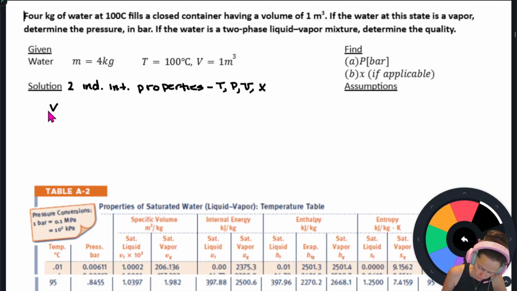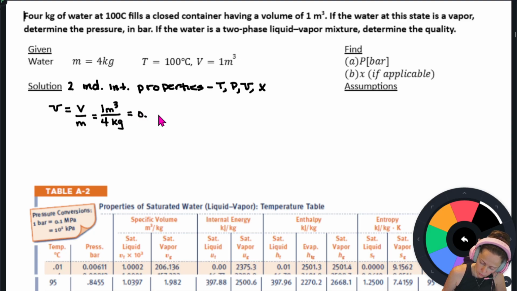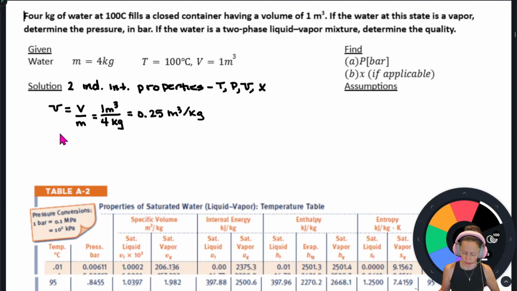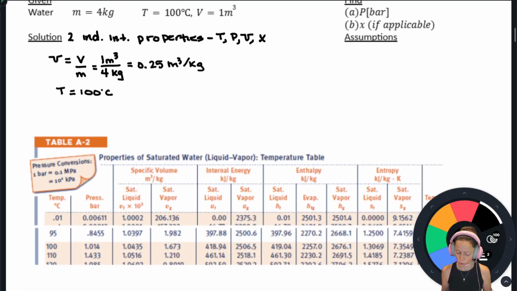Let's write volume. Specific volume is volume divided by mass. So I have the volume, 1 meter cubed divided by 4 kilograms. So 0.25 meters cubed per kilogram. So I've got the temperature and I've got the specific volume. So now I just need to go to my tables and figure out what the phase is, right? So that's step number 1, figure out that phase.